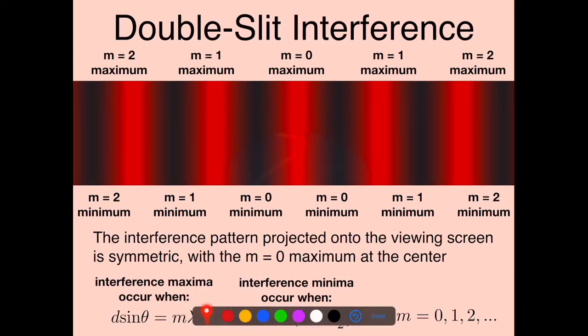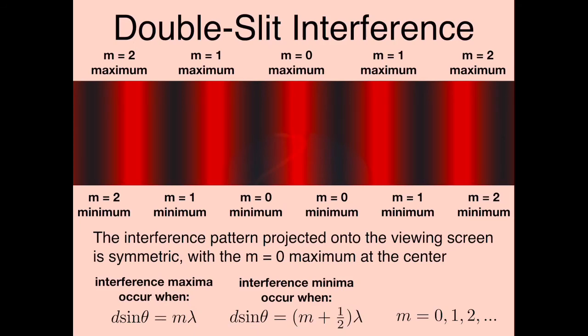So the next bright band is going to be m equals 1. The next one is going to be m equals 2 at an even bigger angle, and then m equals 3, and so on. And by the way, this pattern is completely symmetric. So it's the same going to the right of the center and going to the left of the center as well. So we have our m equals 0 maximum in the very middle, and we have an m equals 1 maximum on either side of that. And then an m equals 2 maximum on either side of that, okay?